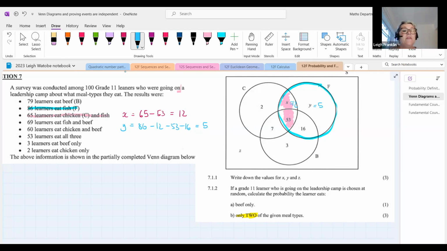All right. And then the last one to work out is Z. Z's down here on the outside, these are the people that don't eat chicken or fish or beef. Remember, there are 100 students. So we would subtract 2 and 12 and 5 and 7 and 53 and 16 and the 3, and we would be left with 2 students. Okay, 2 students that do not eat chicken or fish or beef.